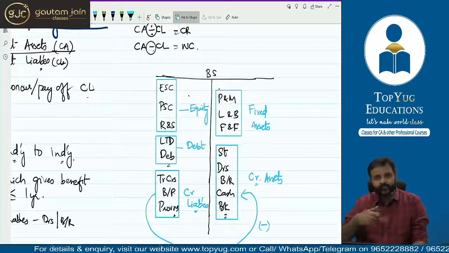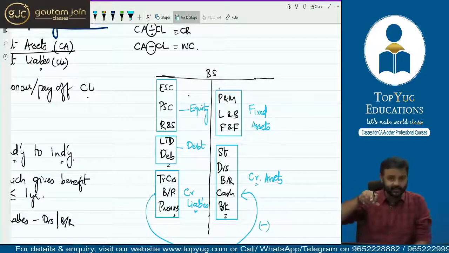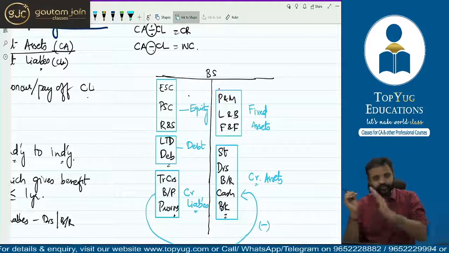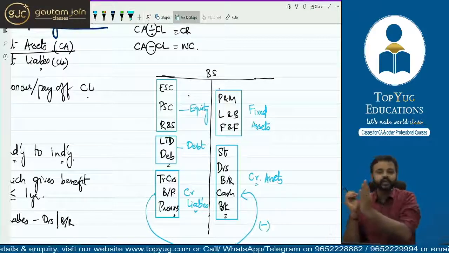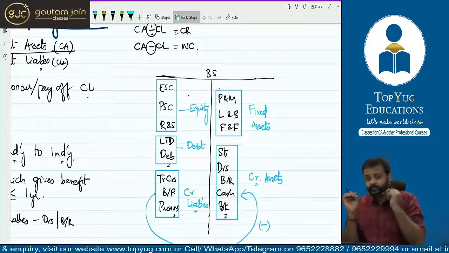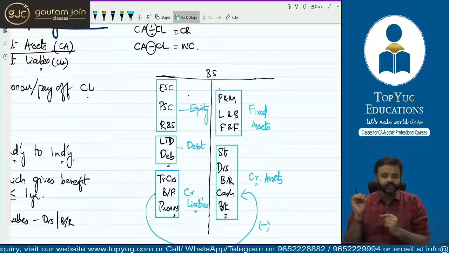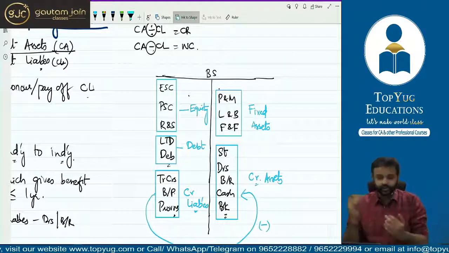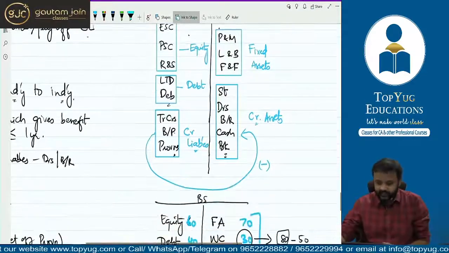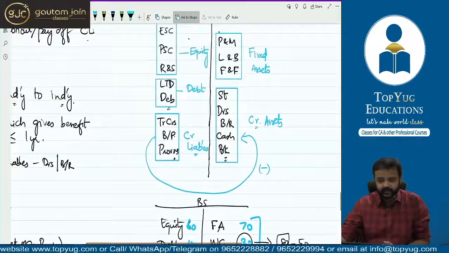So if you take current liabilities from the liability side to the asset side, you'll have to subtract them. When you subtract current liabilities from current assets, you arrive at working capital, isn't it?